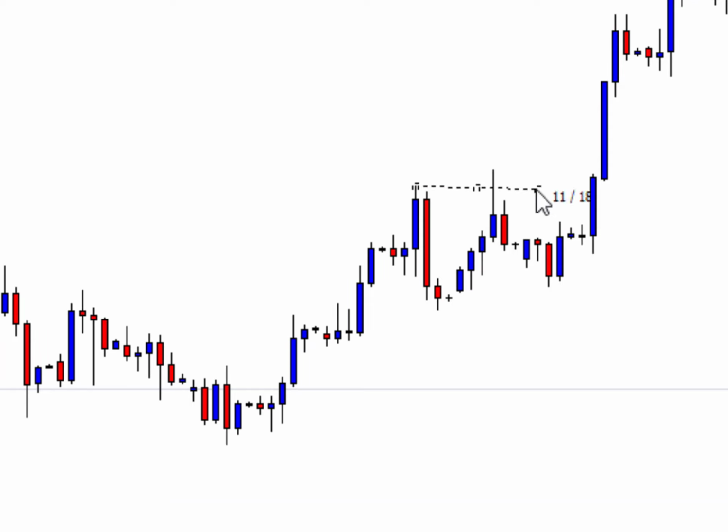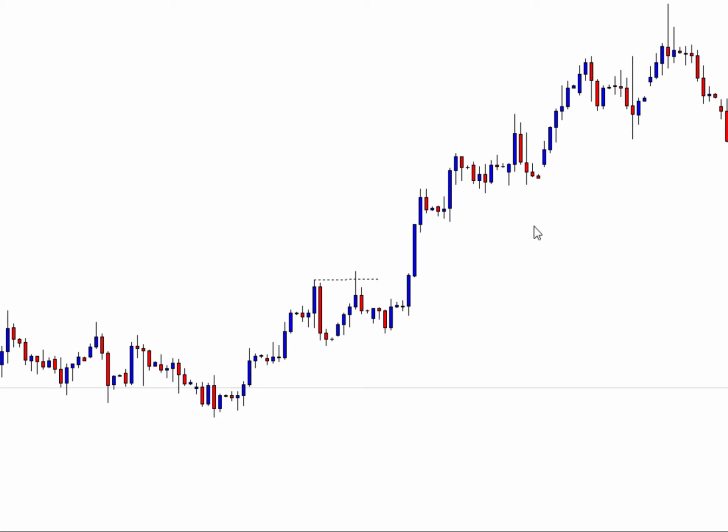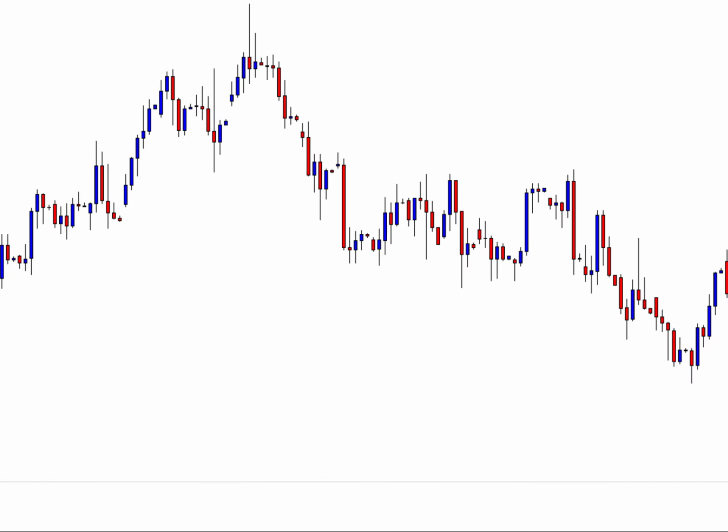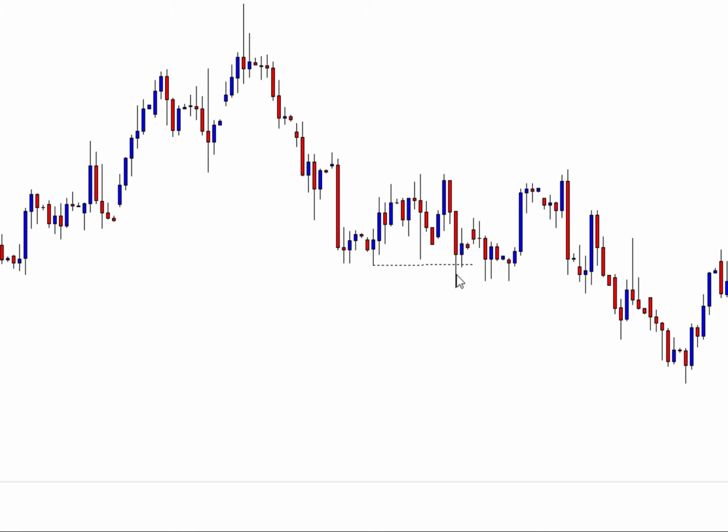Why? Because we only saw the wick. So we don't consider this a break of structure. We just ignore it. It is not a break of structure. Let me show you more of that. Look at this. We don't consider this a break of structure. This, we don't consider it a break of structure. Why? Because it is only the wick that broke.